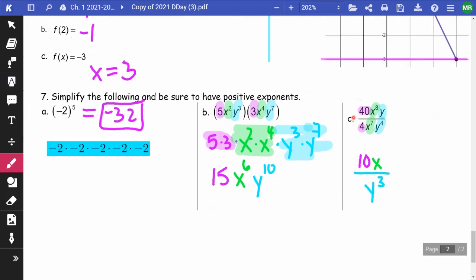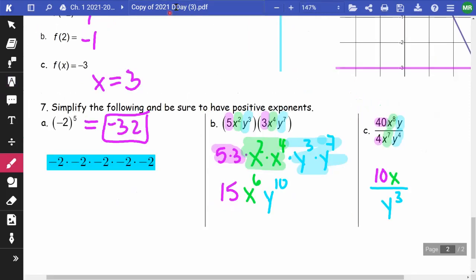And hopefully that will help you guys to get ready for our test, which is going to be on block number one.